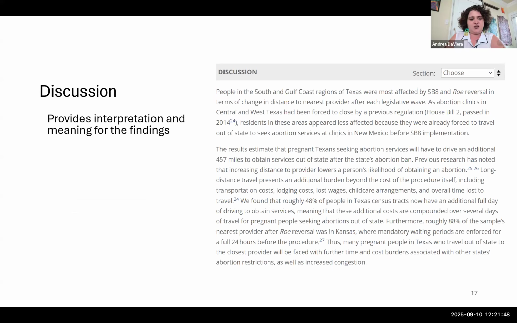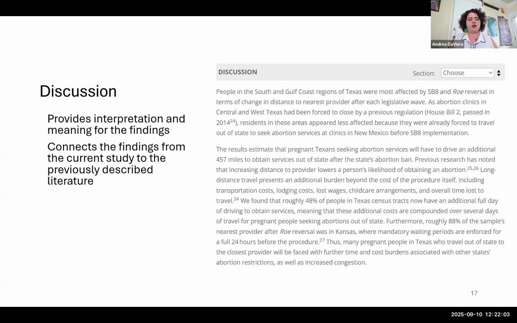So the discussion is where we take an interpretation and make meaning of the findings. Findings are introduced and described in detail in the results section, and the discussion is where you're making sense of it all. We really importantly need to connect the findings in the study to the previously described literature that you discussed in the literature review or the introduction.